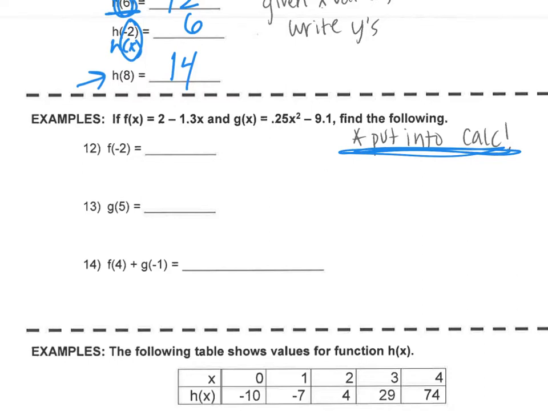Okay? So here we have two functions. It's like having two friends. We have a friend named F, and we have a friend named G. All right, so we have two functions.